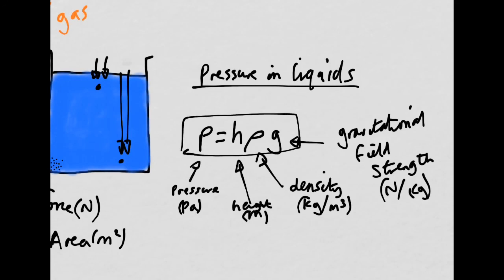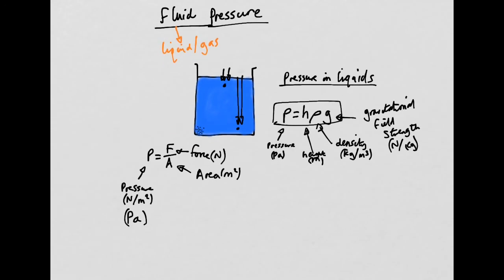There we go. So you can use that to calculate the pressure at any depth in a liquid that you like, just by knowing the height or the depth that you're at, the density of the fluid that you're in, and the gravitational field strength of whatever planet you're on. In most cases it's Earth, and you'll always be given the gravitational field strength of Earth. It's 9.8 newtons per kilogram. Right, I'll see you in the next video.